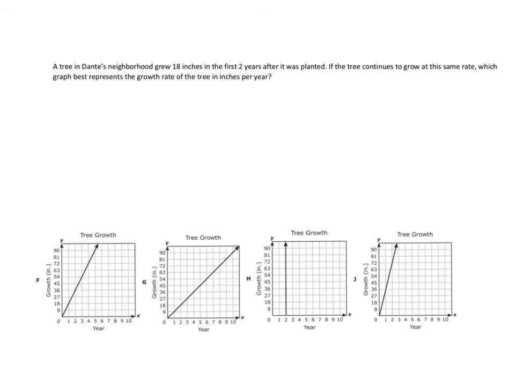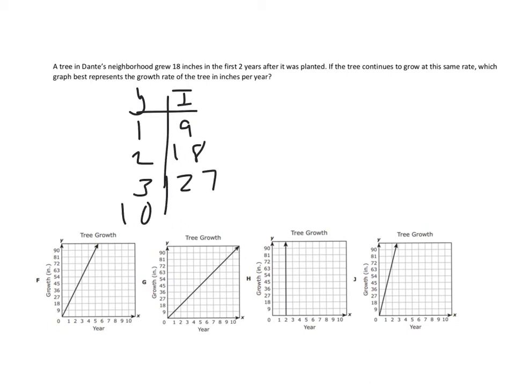All right, so now here's what we are getting. I want to know which graph is going to represent what we want. So let's go back and recreate our table. We know we had years and we had inches. And we determined that the unit rate was 9. The problem gave me 2 for 18. We said 3 for 27, and then we jumped all the way to 10 for 90. Remember, these are what we call those perfect points.